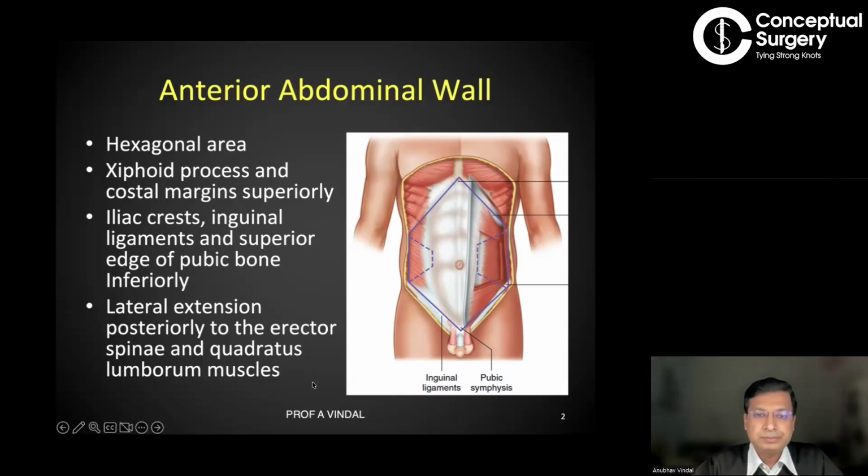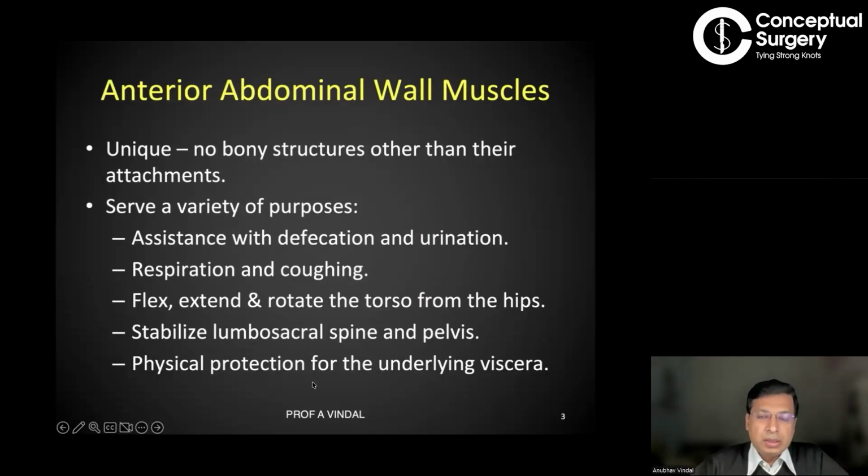Now, the important thing again about the anatomy of the anterior abdominal wall is that there are no bony structures other than the borders, which are giving rise to the muscles that form the anterior abdominal wall. So therefore, the anterior abdominal wall is purely musculo-aponeurotic, and it has a very important function.